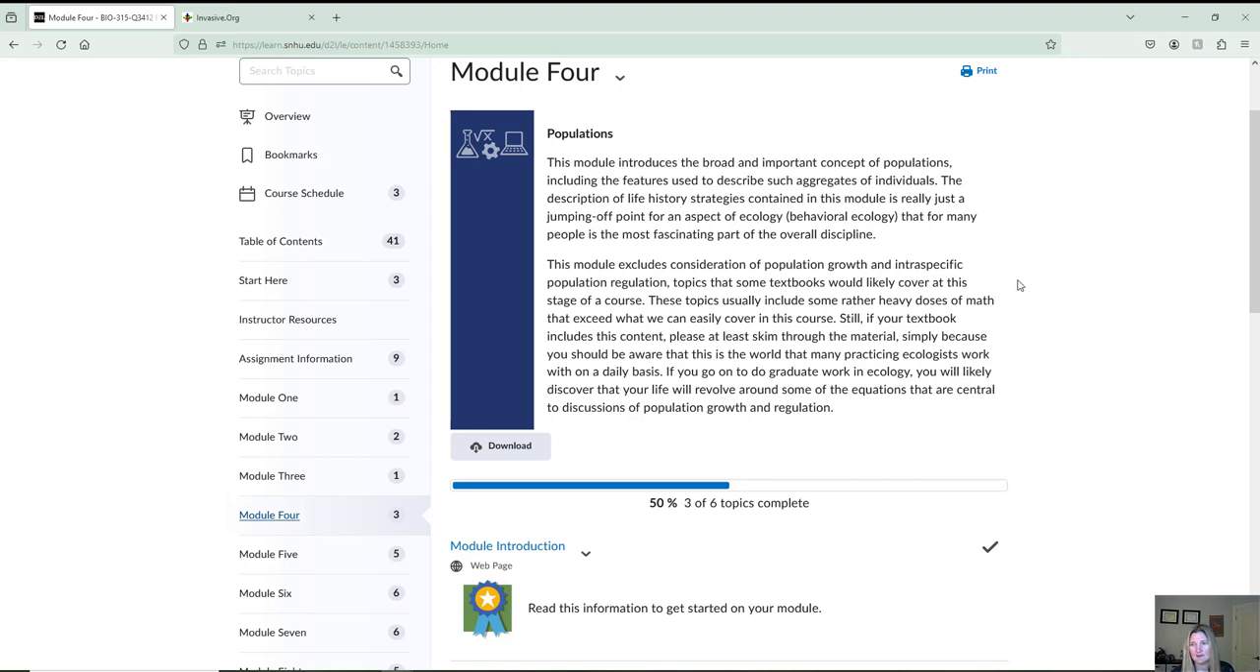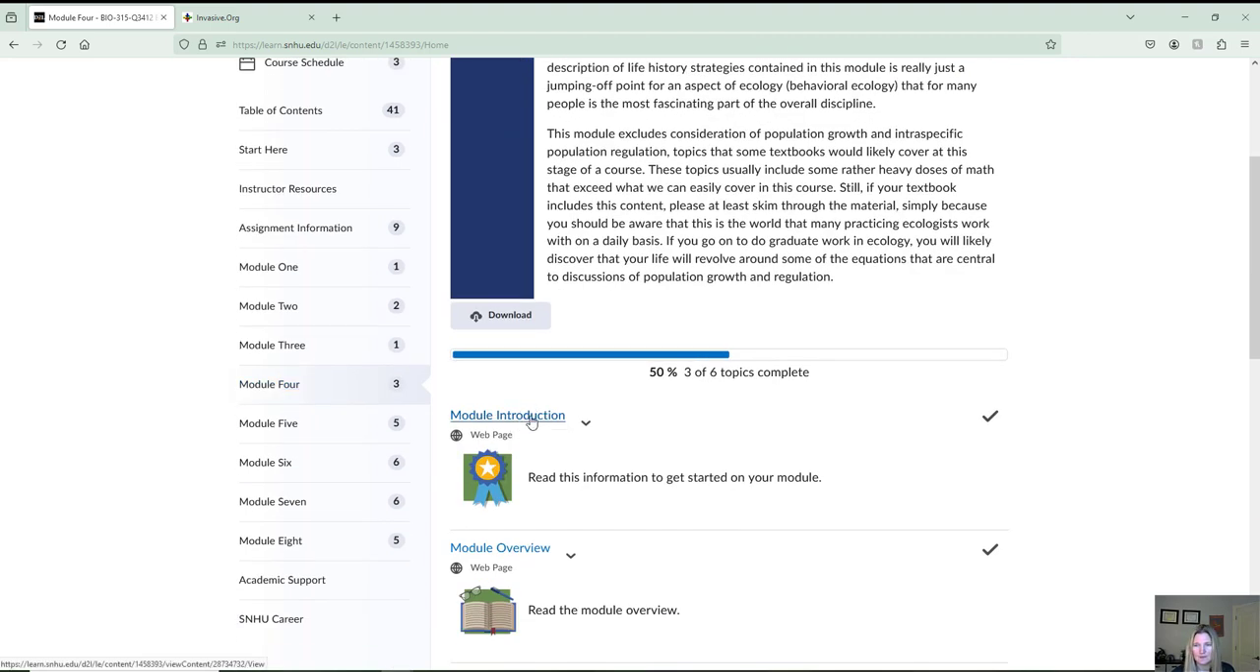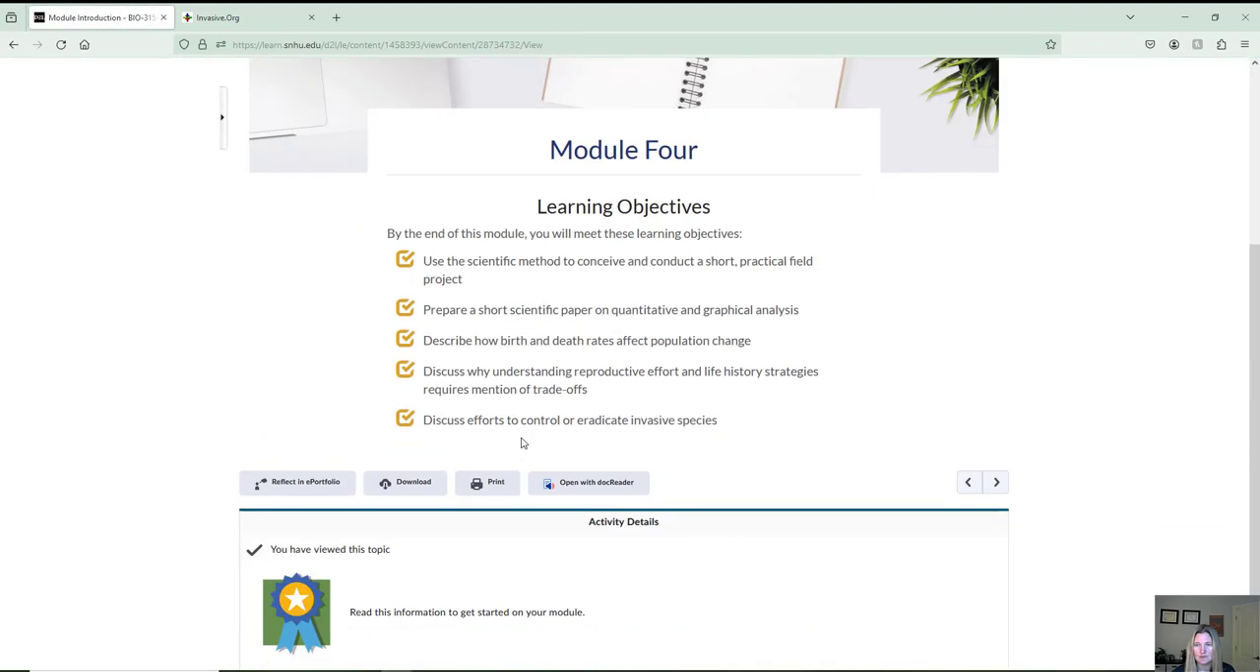And even things like access to resources that can lead to something called intra-specific population regulation. So intra means within a specific species. So within this species, how they're competing with each other for resources. And some of the outside things that are causing a population to maybe decline. So we'll be taking a look at that this week. So let's start looking at that module introduction.